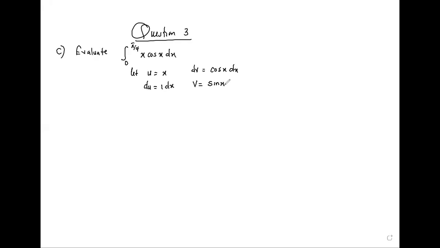Because we know that the formula for by parts is the integral of u dv equals uv minus the integral of v du. So u is x and v is sin x, minus the integral of v du, and du is dx. So when using by parts, you pick a u that you can differentiate, you pick a dv that you can integrate.